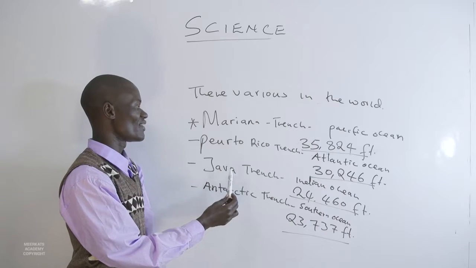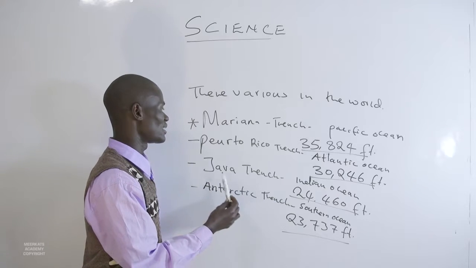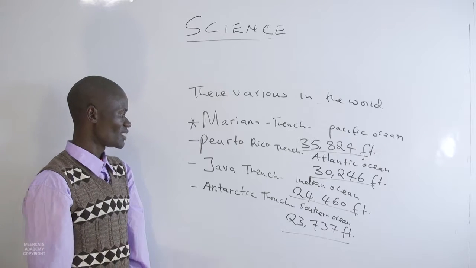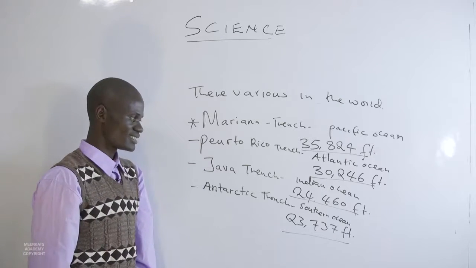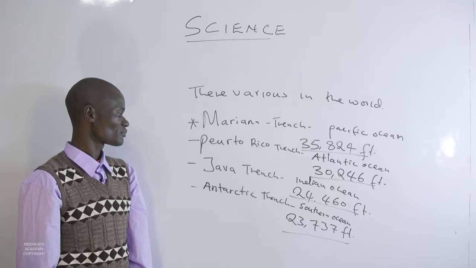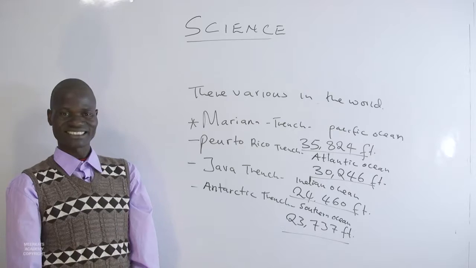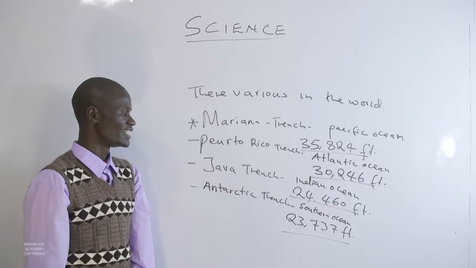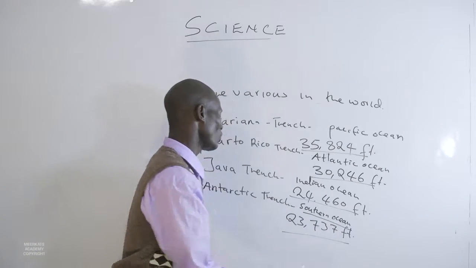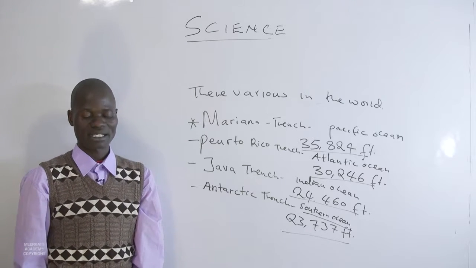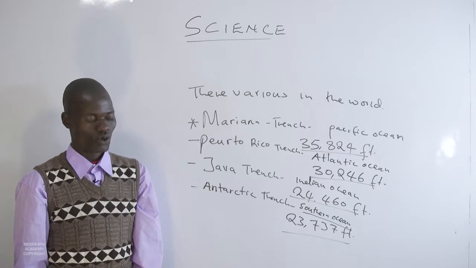We also have the Puerto Rico Trench on the Atlantic Ocean. We also have the Java Trench on the Indian Ocean. And then the Antarctic Trench. It is found in the Southern Ocean. Nowadays, we can also call it the Arctic Ocean because it's found in the southern parts, the south pole of this area.